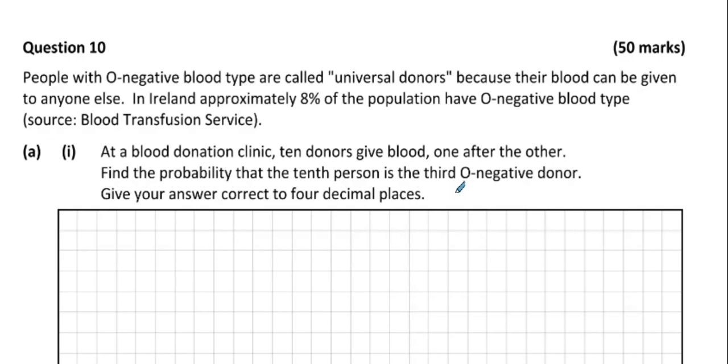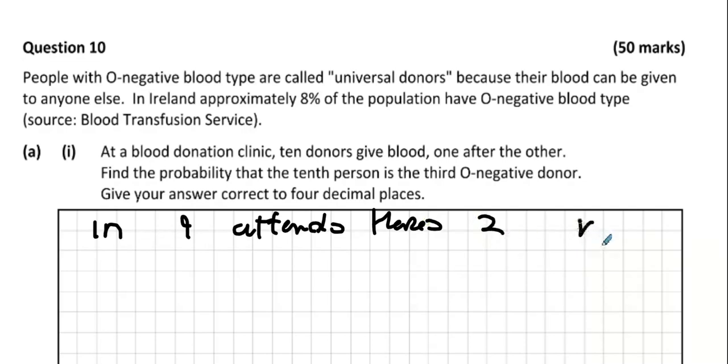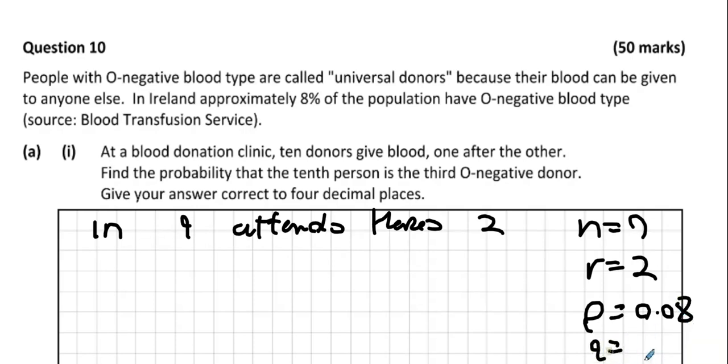So to be the third O negative donor on the 10th attempt must mean that in 9 attempts we have 2. So in 9 attempts, there's 2. So n equals 9, success of a donor is 2. The probability of getting a donor is 0.08. The probability of getting something that's not O negative, not a universal donor, is 92%. And then we'll use the binomial term to get this question done.